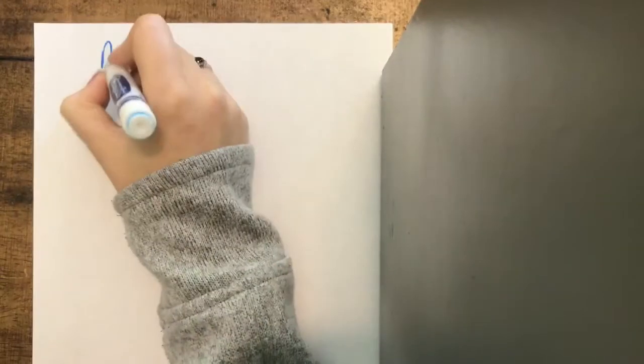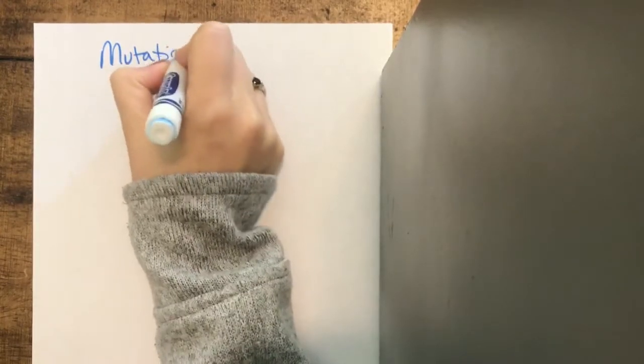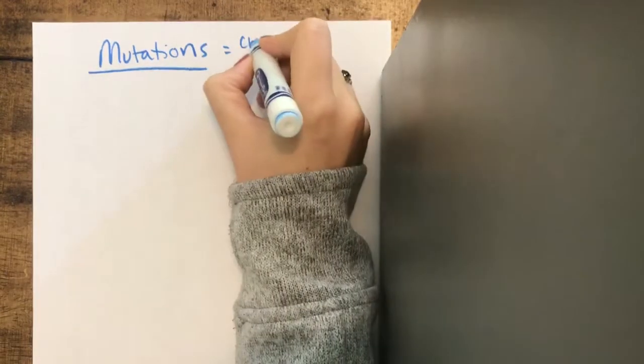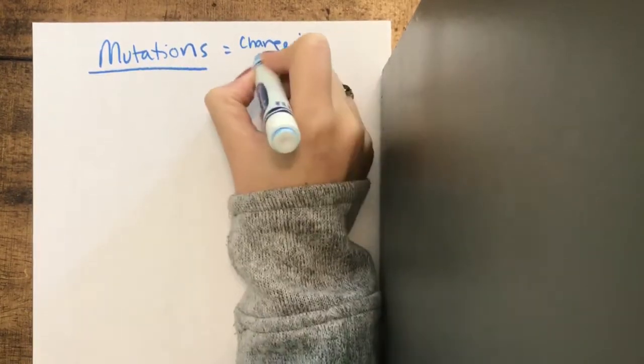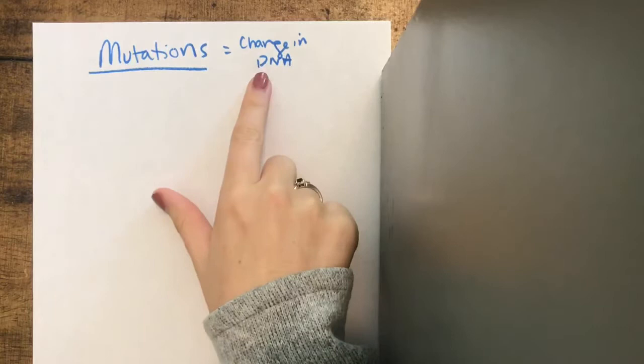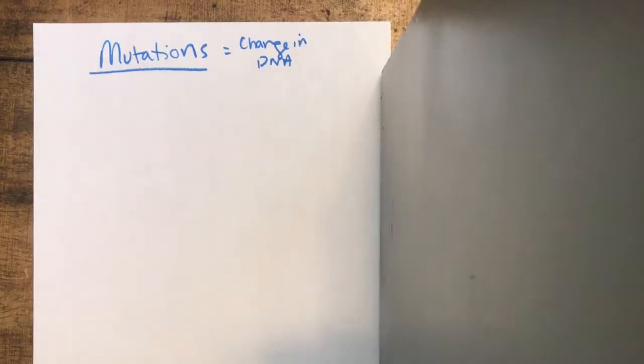Okay, in this video we're going to talk about mutations. So mutations, all that is is a change in the DNA. Now in the last unit we talked about how DNA codes for proteins. So remember we transcribe it to the mRNA and then we translate it into a protein. So if we change the DNA, eventually that could lead to a change in the protein.